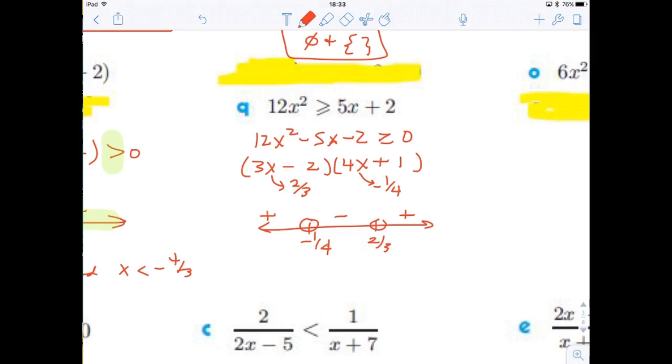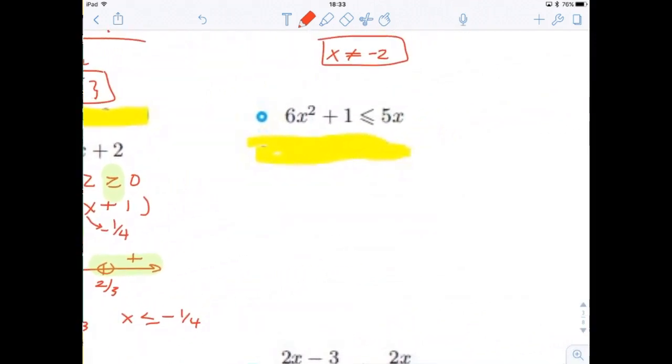So now we're going to look at what we want in the solution here. We want greater than or equal to 0. Greater than or equal to 0 would be here and here, including the critical points. So let's write the intervals. We would say x is greater than or equal to 2/3, and we would say x is less than or equal to negative 1/4. Okay.